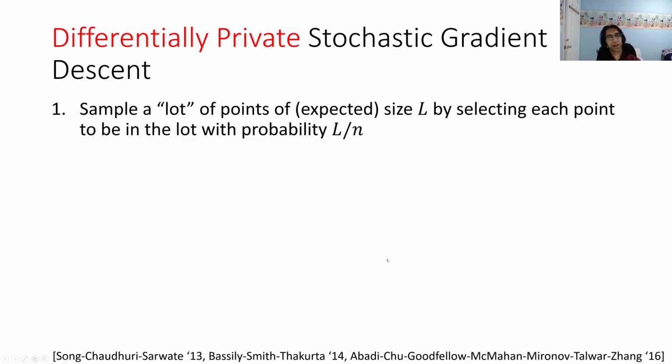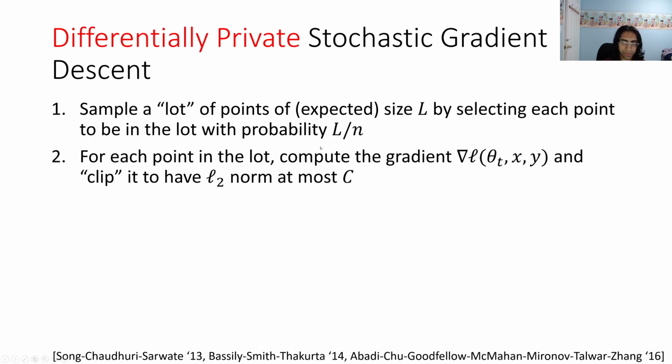So how does it work? Well, the first thing we're going to do is, instead of sampling a mini batch of points, we're going to sample a lot of points, where we pick each point to be in this lot with probability L over N. This will be about L points if you sample from the whole overall data set. Now, this is already a bit of a departure from the standard algorithm, where we just pick some arbitrary batch. It doesn't matter too much. But this differs in the sense that we sample randomly like this with a very specific scheme, and this is for privacy reasons, which I'll mention in the next slide.